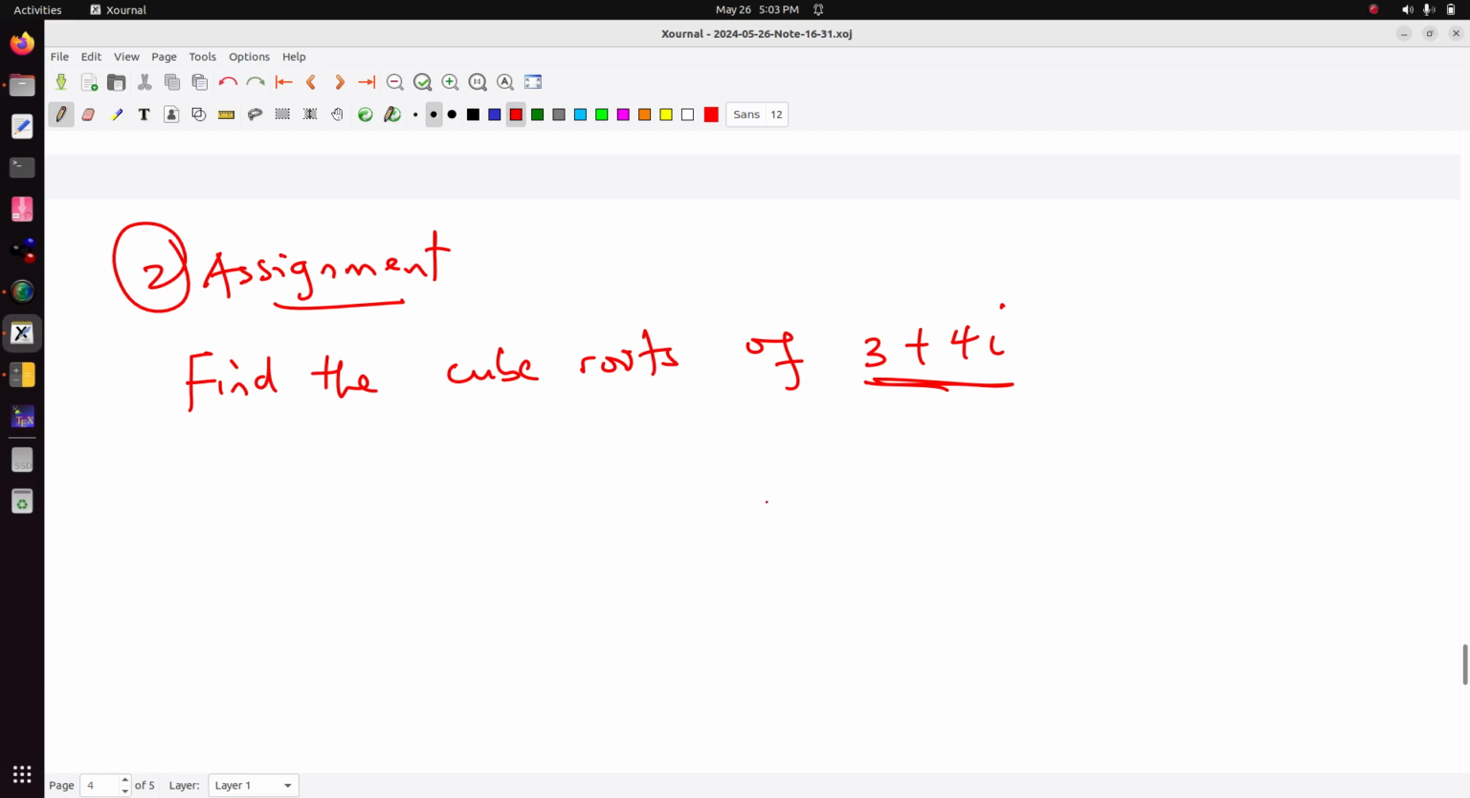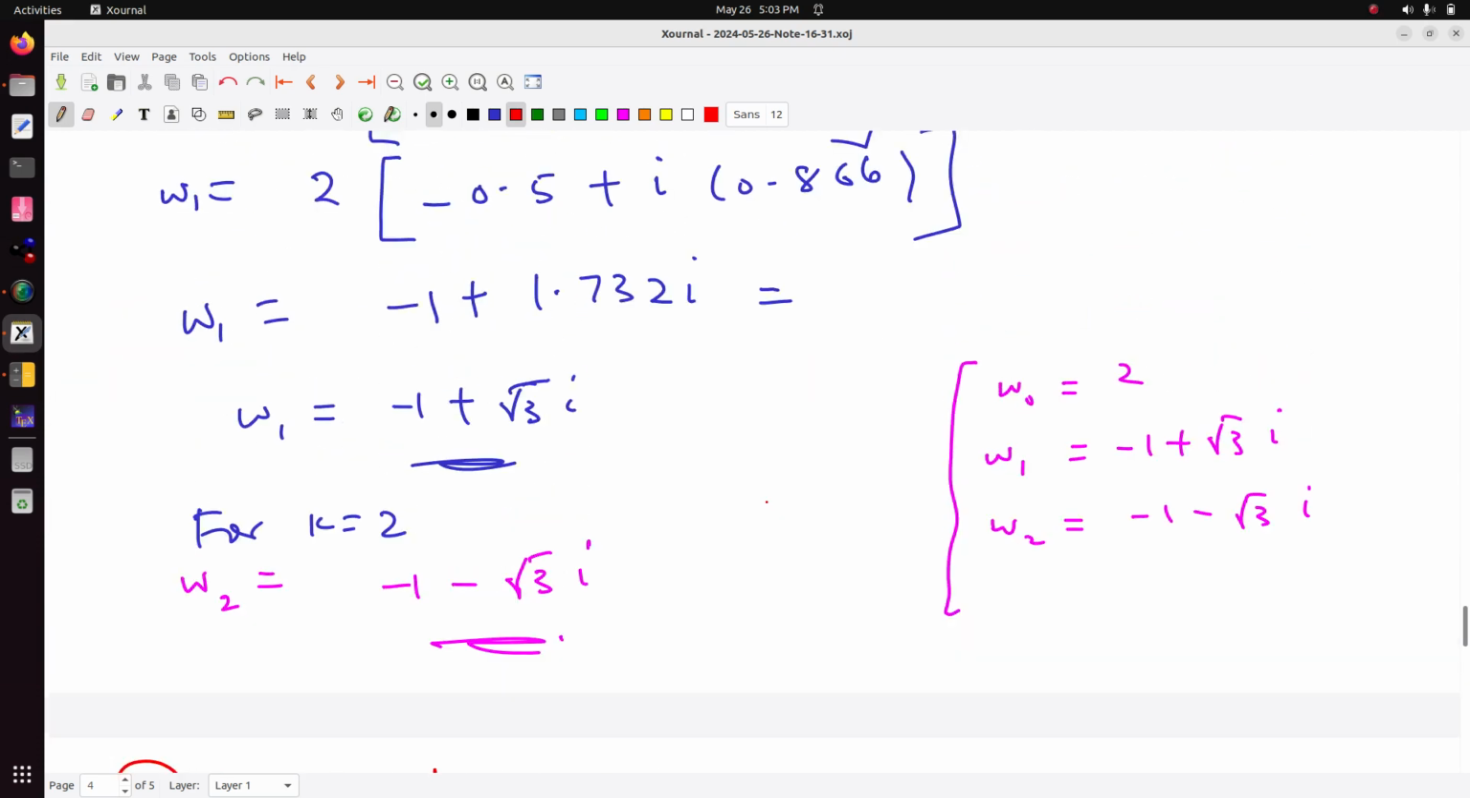And if you multiply those values, for example, if you say 2 raised to the power 3, you're going to get 8. If you say minus 1 plus root 3 i raised to the power 3, you're still going to get 8, and so on. Minus 1 plus or minus root 3 i, you get 8.